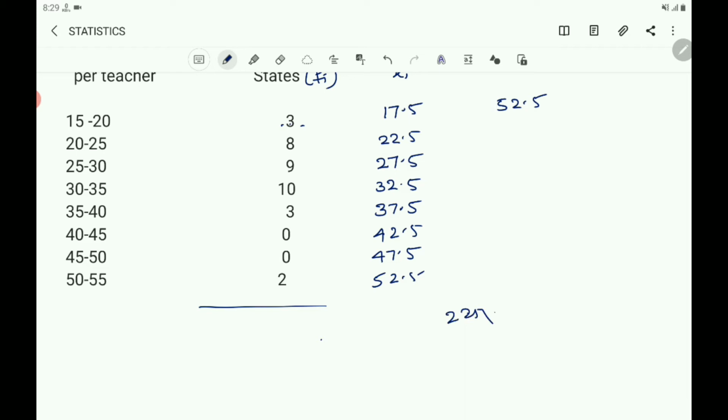225 into 8. 8 5s are 40. 8 2s are 16 plus 4, 20. 8 2s are 16 plus 2, 18. Then it is 180.0.